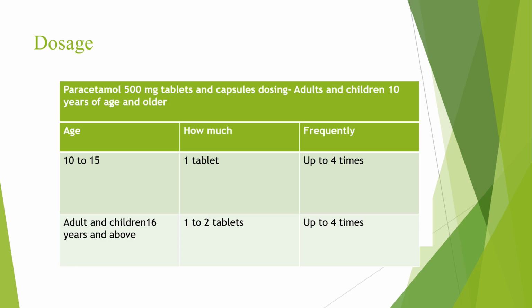These are some of the dosages of paracetamol. For instance, paracetamol 500 milligram tablet or capsule, for adults and children 10 years of age and older. Someone aged 10 to 15 years should take one tablet up to 4 times a day. Adults and children 16 years and above should take 1 to 2 tablets up to 4 times a day.